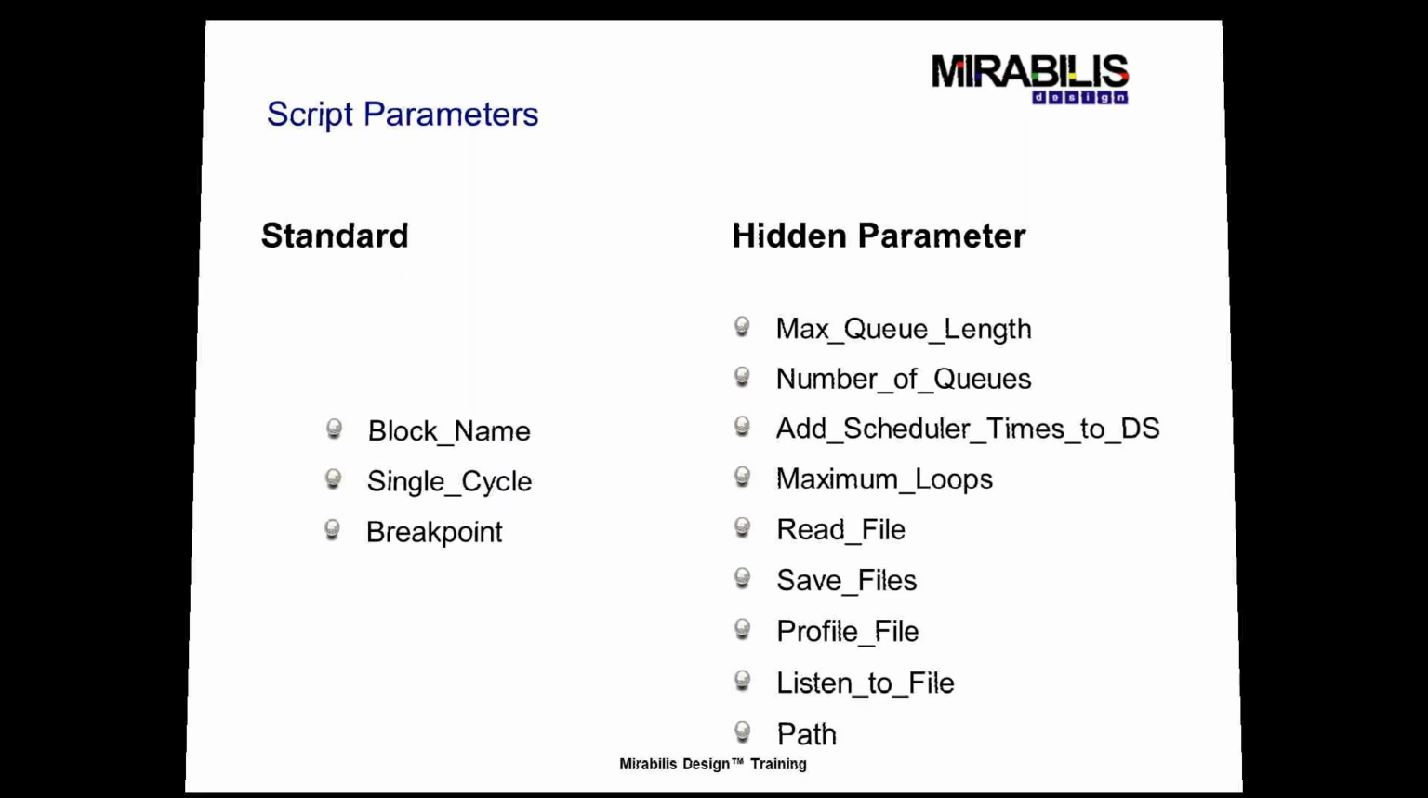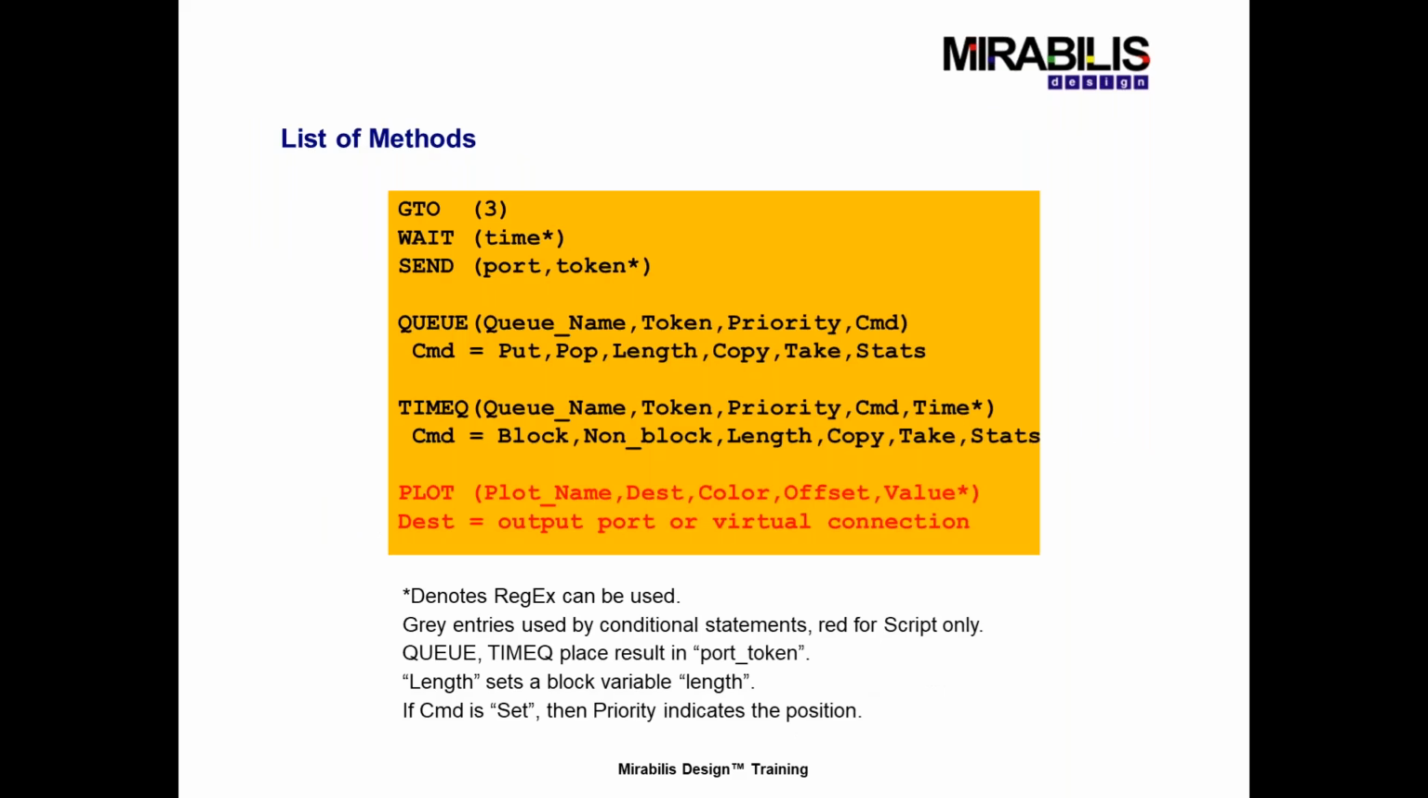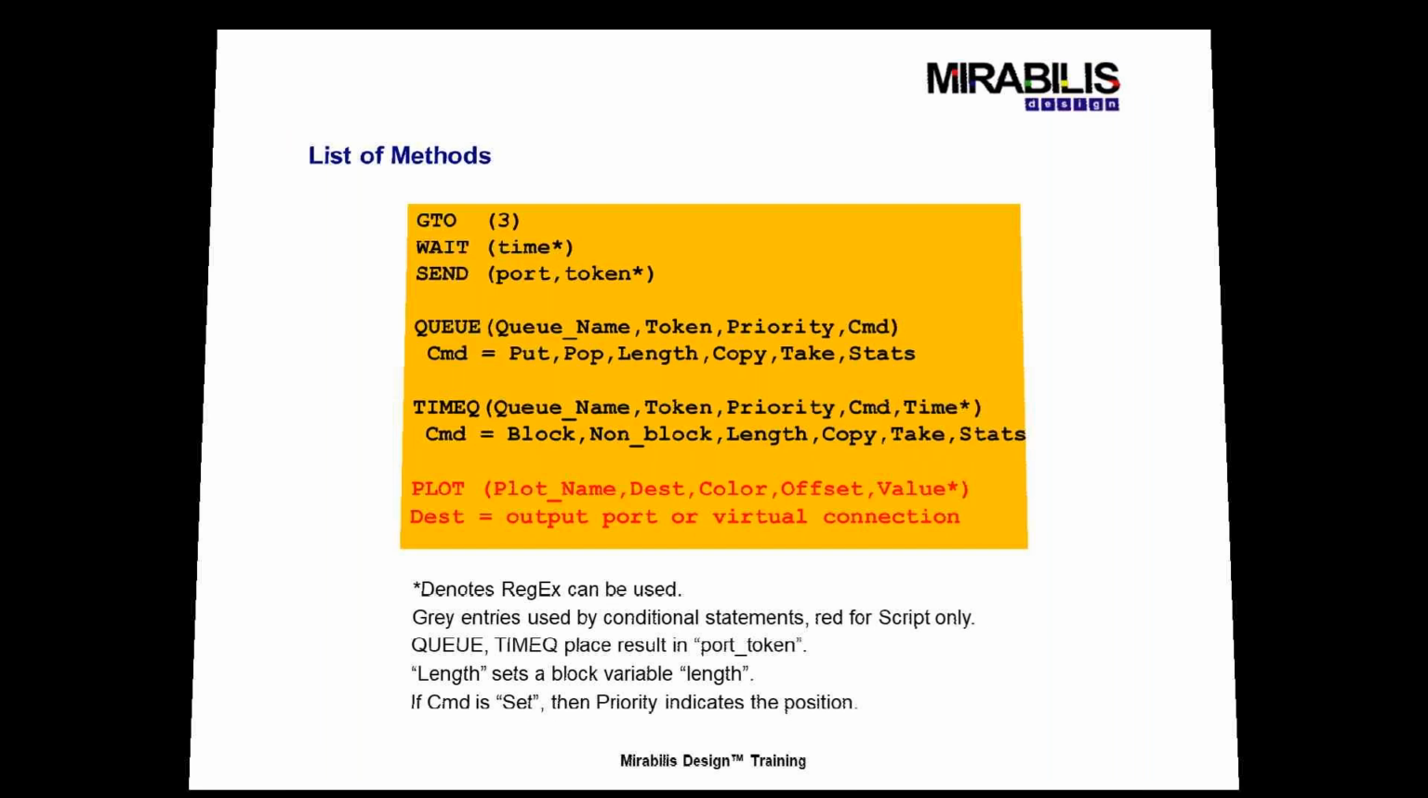Now, we're going to go over some of the methods to get started with. The first one is the list of methods. The first one is a goto method where you can go to a label or you can go to another address point from anywhere in the code, or you can just say goto exit, which just ends the code right there.